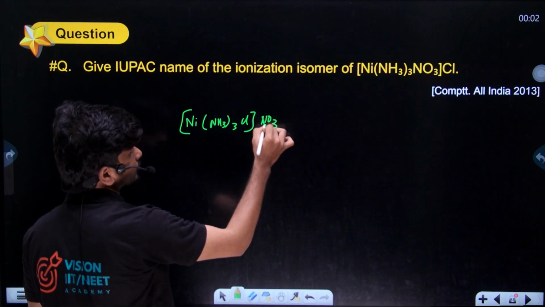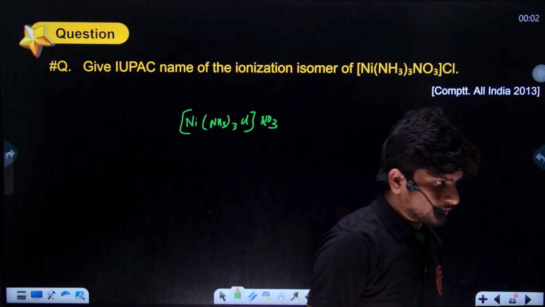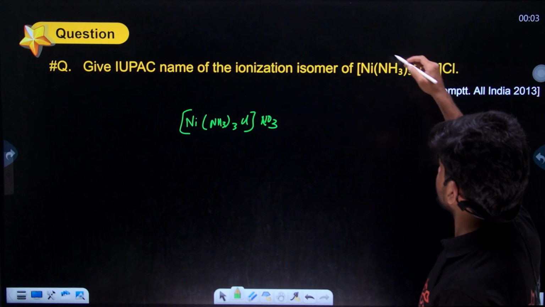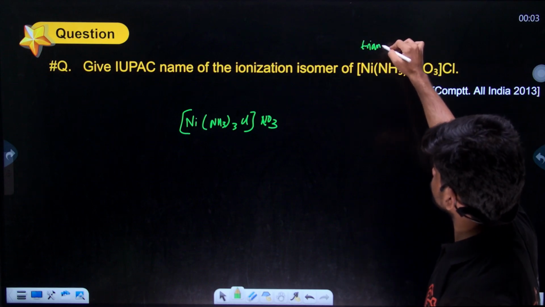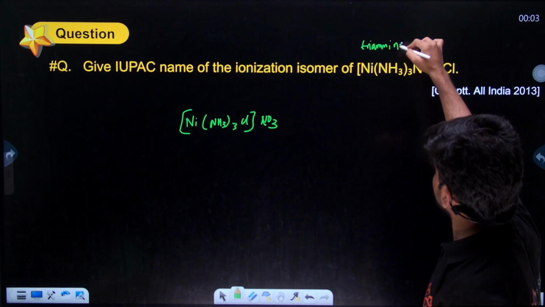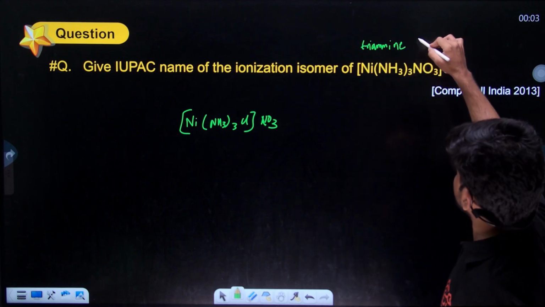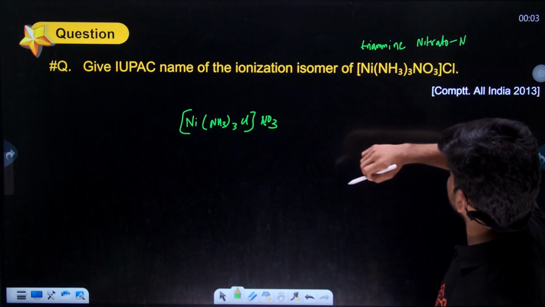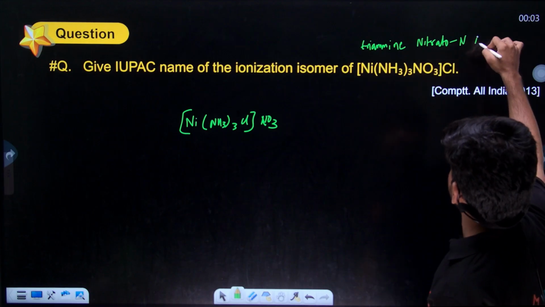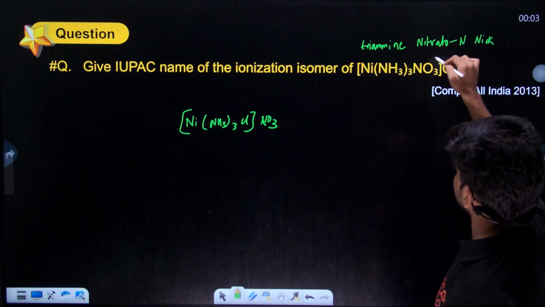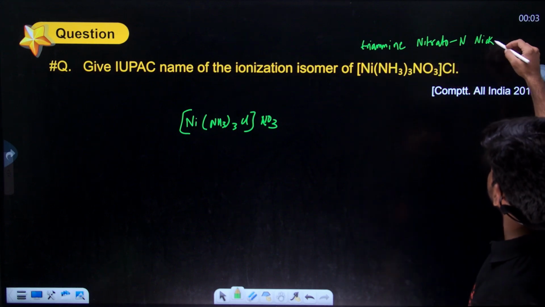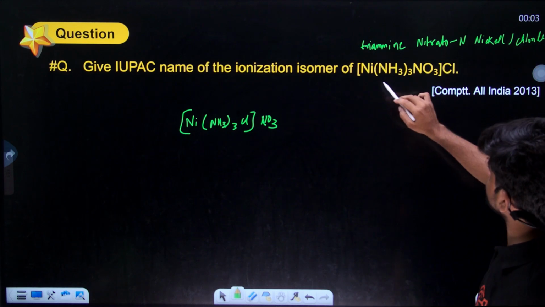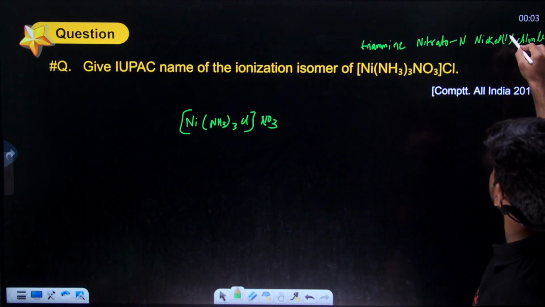If you ask me the name of this compound, you have triamine. This is nitrato, with N bonded first. So it is nitrato. Then comes nickel. This is the cationic part, so you will call it nickel. In the bracket, you will be writing chloride. What are the signs? You have only minus 1, so you will be writing this here.